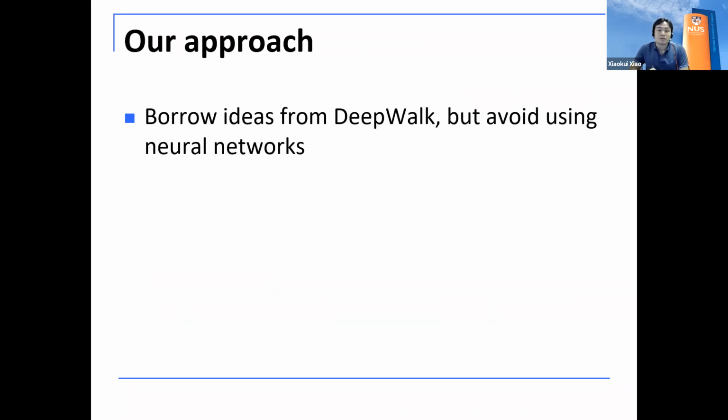We would like to approach this problem from another angle. So we would like to avoid the usage of random walk, usage of neural networks in the training of embeddings, but we still want to derive some embeddings that are of high quality. So the way that we'll do it is to first revisit the ideas behind DeepWalk and try to borrow some ideas from it. And then I'll talk about how we construct our embedding.